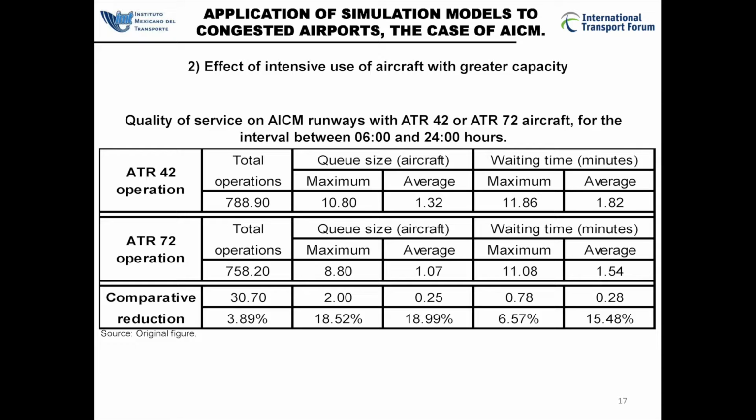However, in relative terms, there are significant reductions in queue sizes of around 19% in maximum and average, and in the average waiting time, and the lowest benefit belongs to the maximum waiting time. It should be noted how these benefits are obtained with a reduction in the runway's demand of almost 4%, and that the same number of passengers is transported.